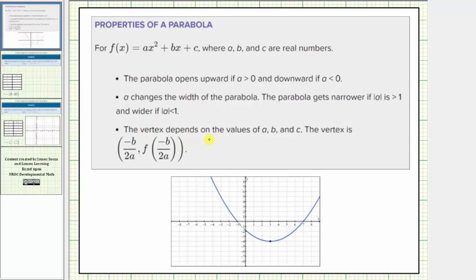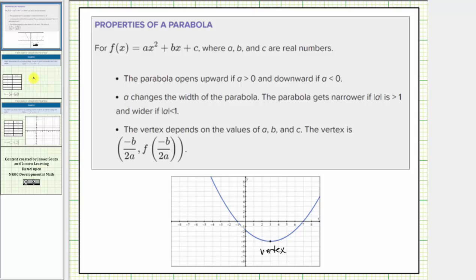And the vertex depends on the values of a, b, and c, and it's always given by the ordered pair shown here, where the x-coordinate is negative b divided by 2a, and the corresponding y value is always f of negative b divided by 2a. Looking at the graph of the parabola below, notice how this opens upward, which means a is positive, and the lowest point on the graph, this point here, is the vertex. So when graphing a parabola, it's a good idea to always find the vertex.